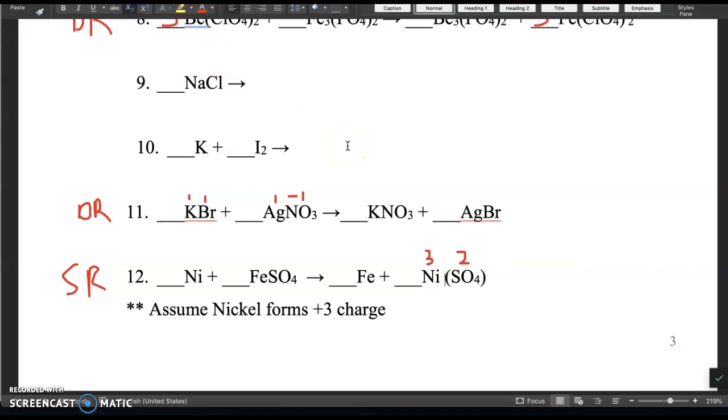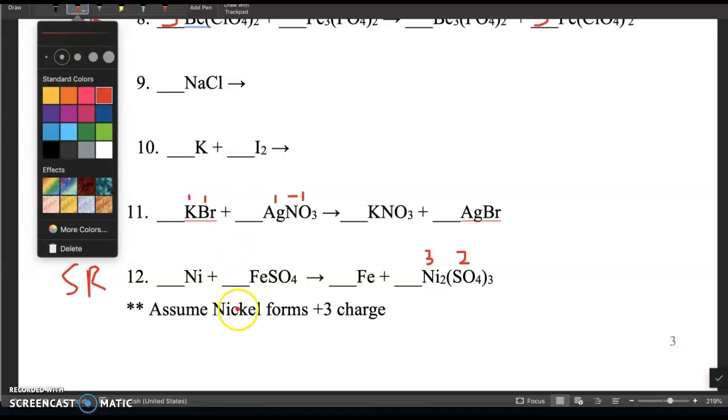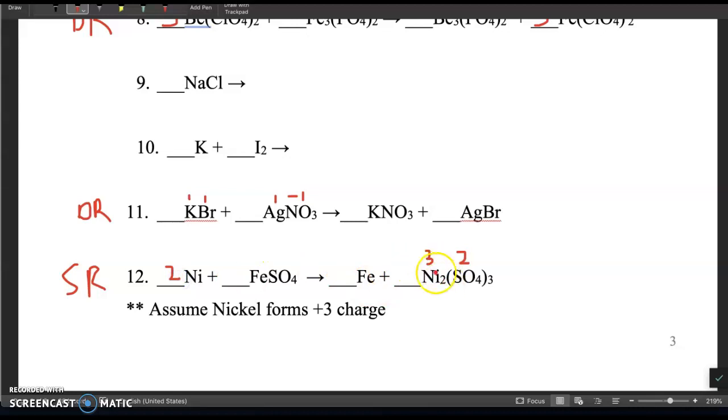The 2 has to come down to the nickel. That is an @ sign. And the 3 has to go down to the sulfate. And then now I get to balance. Okay, so to balance, I need 2 nickels because I got 2 there. I got 3 sulfates, so I need a 3 there.